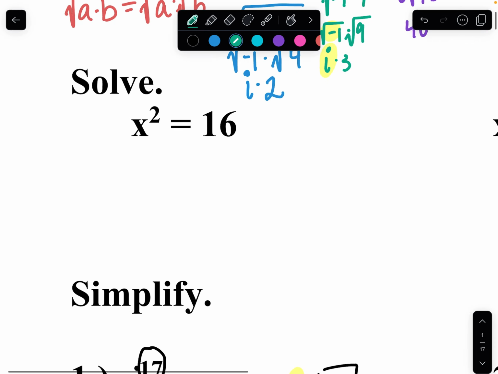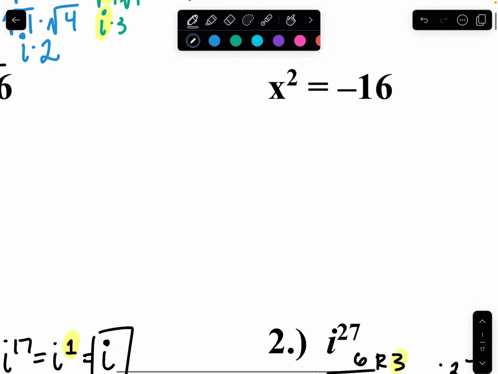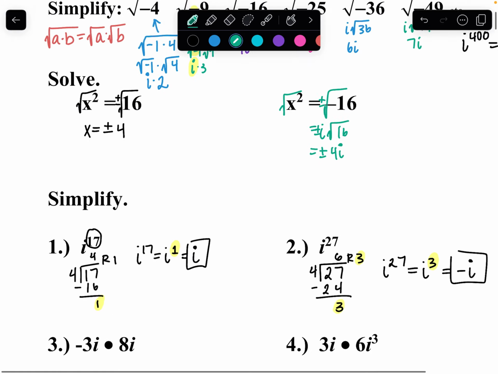Before, when we have x squared equals 16, we square root both sides. Whenever you square root both sides, to undo a square, you need the positive and negative. So this would give us positive negative square root of 16, which is 4. We can do the same thing even if the radical is negative. Take the square root of both sides, but this time we need to take an i out and then simplify. So this would be positive negative 4i for our answer.